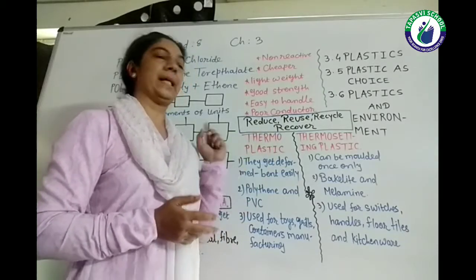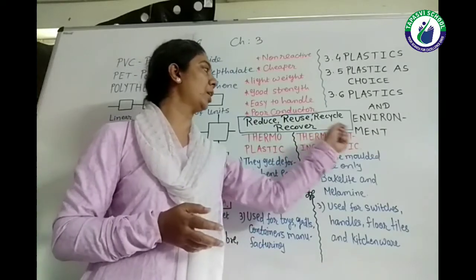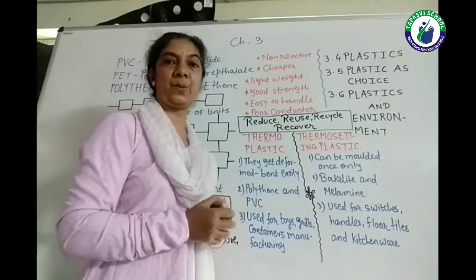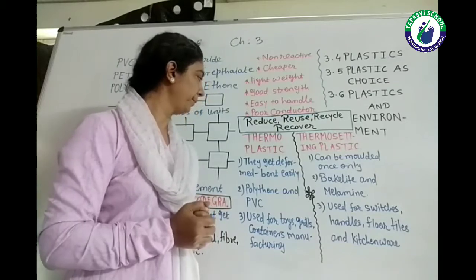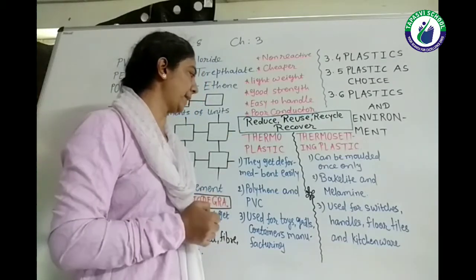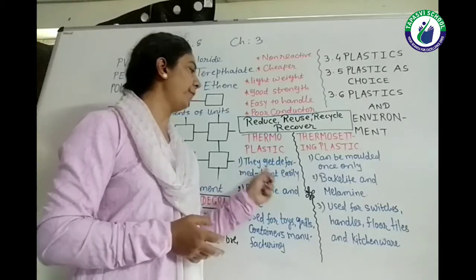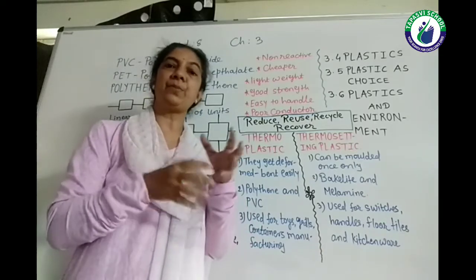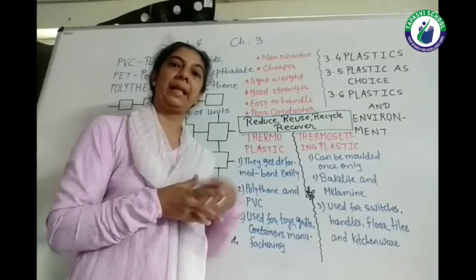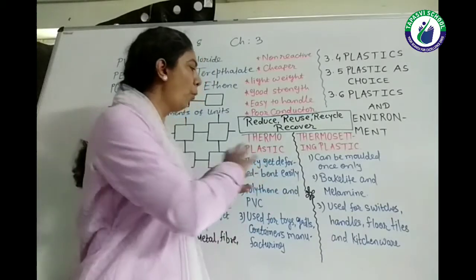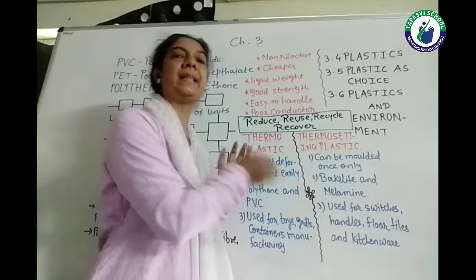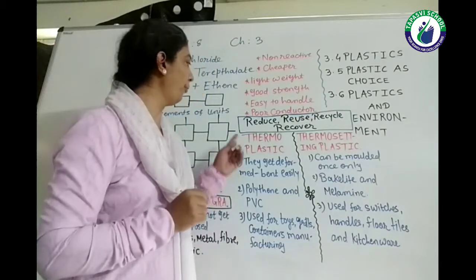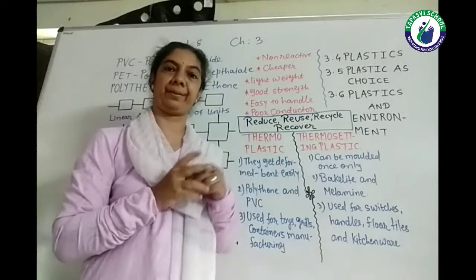First is thermoplastic, and second is thermosetting plastic. Based on their characteristics, we have classified them. First, thermoplastics get deformed very easily. That means they can bend very easily. So once we give any shape to them, if we heat them, we can mold them, we can reshape them very easily. It means they are softer. So that type of plastics are known as thermoplastic.